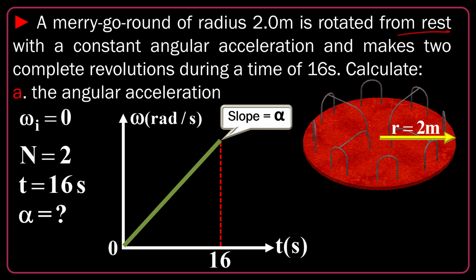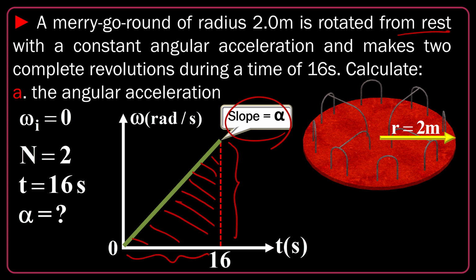We are looking for angular acceleration, the slope. Look at this triangle. The slope is vertical divided by horizontal. I know the horizontal side is 16, but I don't know the vertical side. How to find the vertical side? It's very easy. I can find the total area under the graph, and then this area will lead to the vertical side. Okay? What's the area under the graph?